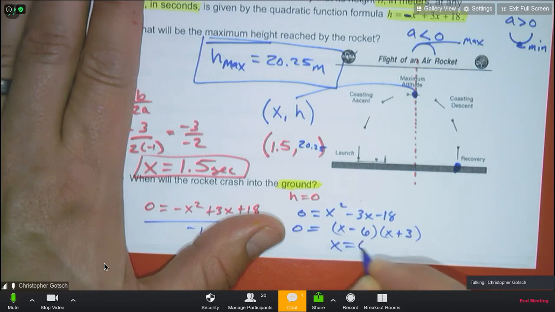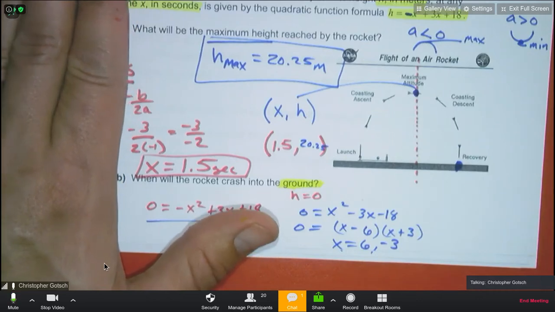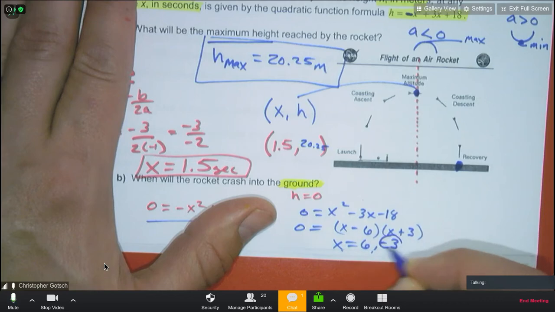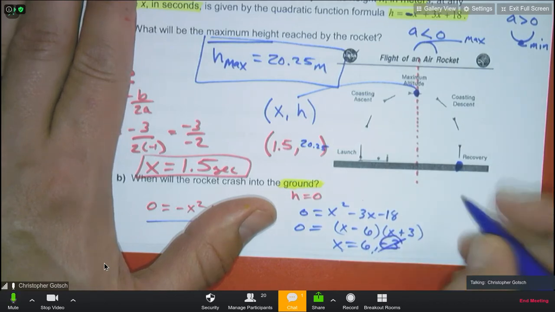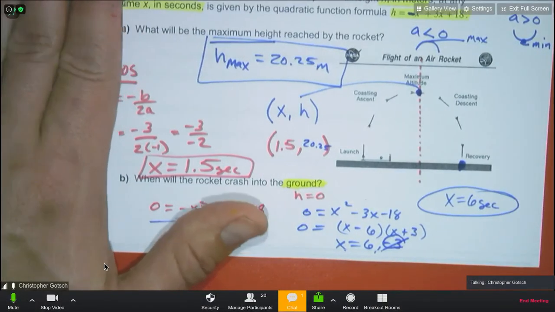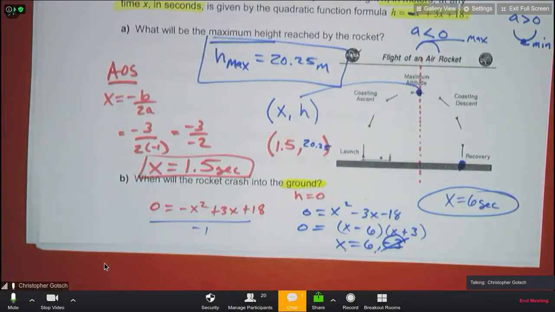Okay, and then solutions, I set each one equal to 0. x minus 6 is now positive 6. And then I get negative 3 there. Okay? Well, again, this is in seconds, right? So does negative 3 make any sense if it's in seconds? That doesn't make sense. Negative 3 seconds? That's crazy. So final answer, I get 6 seconds. Okay? Now, that's how you do it by hand, but you guys want to get her done, right? So let's get her done faster.